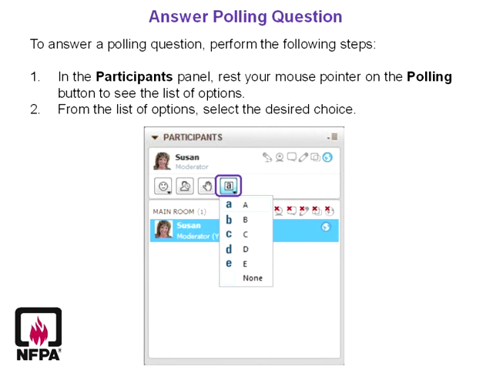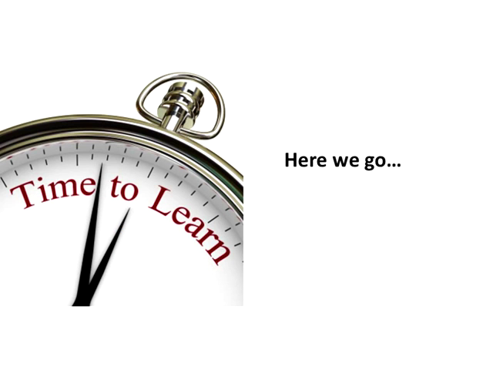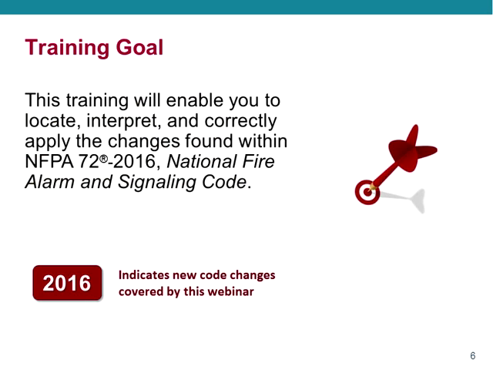During today's session, we will have 3 separate polling options, and whenever we get to that screen, in order to answer a polling question, you'll perform the following steps. In your participants panel, you're just going to rest your mouse pointer over the button that has an A on it. That will give you a list of choices, and you simply select the desired choice. With that, I will pass the presentation over to Merton.